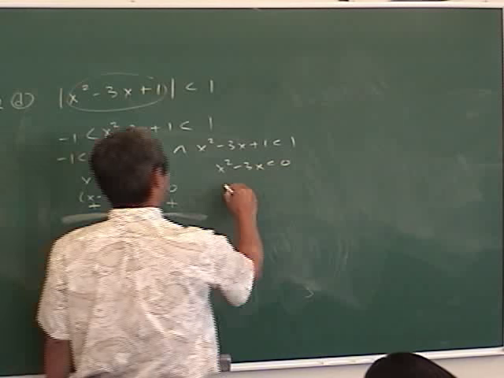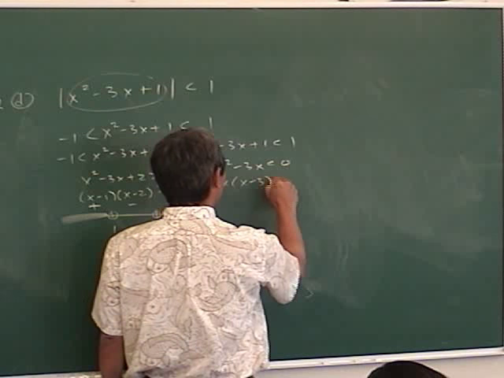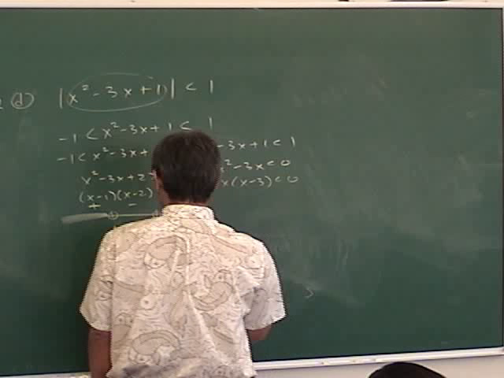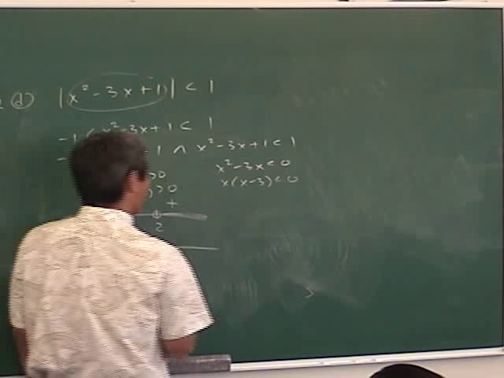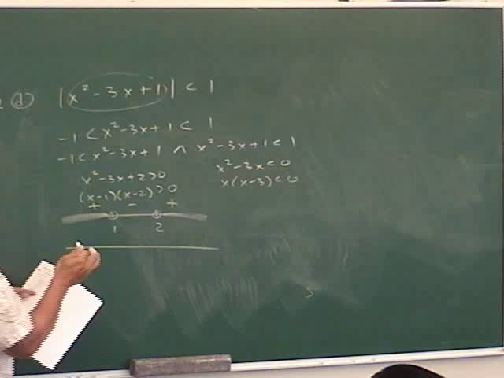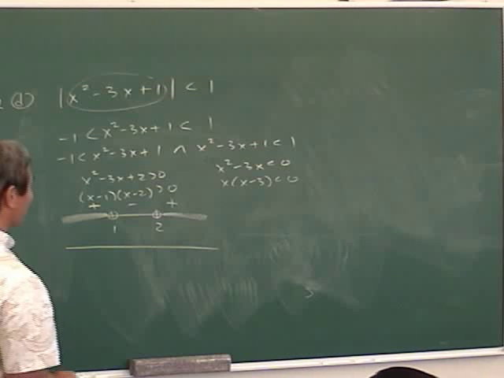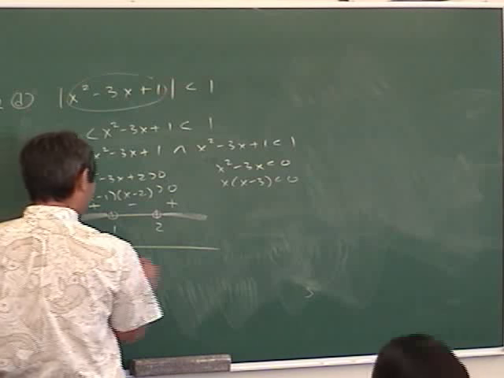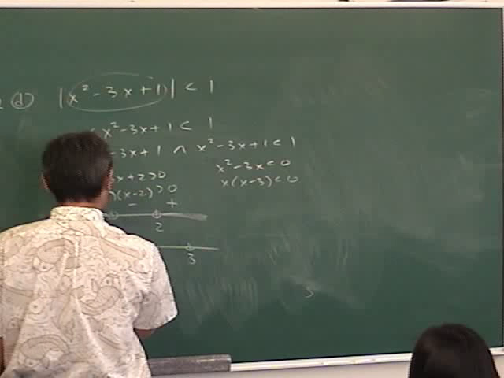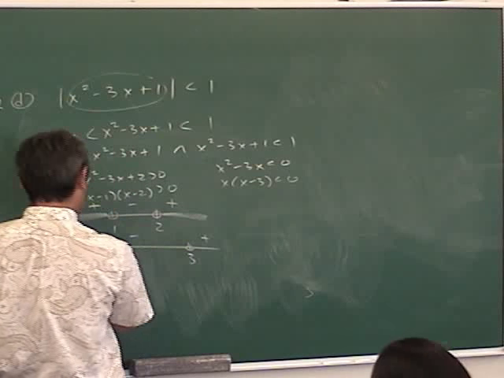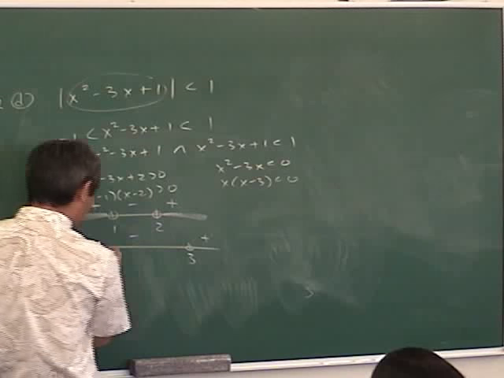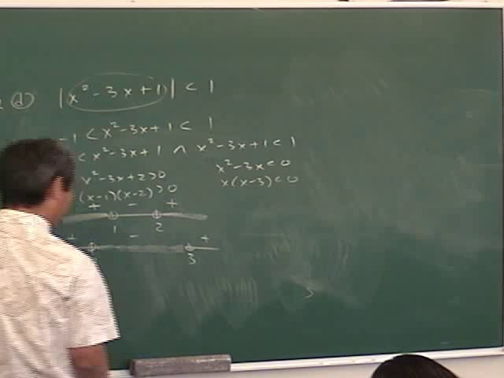Okay, now what about this one? You factor it. It's all very mechanical. You make a number line. I'm going to put the number line under here because then when you find the intersection, it's easier to see. They're stacked one on top of the other. So 0 and 3 go on the number line. No, no, plus, minus, plus. And we're looking for less than 0, so we shade in the minus 1, so it's over here.